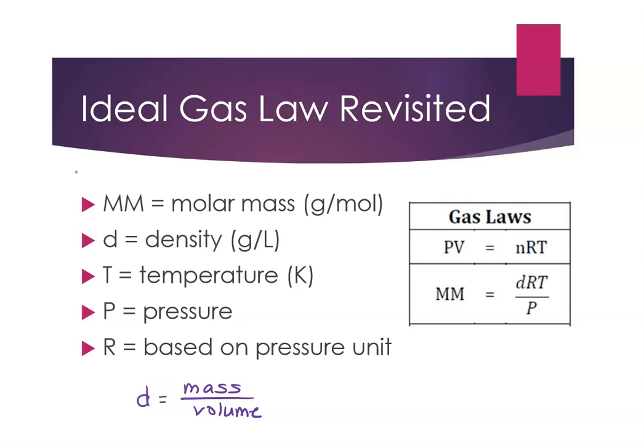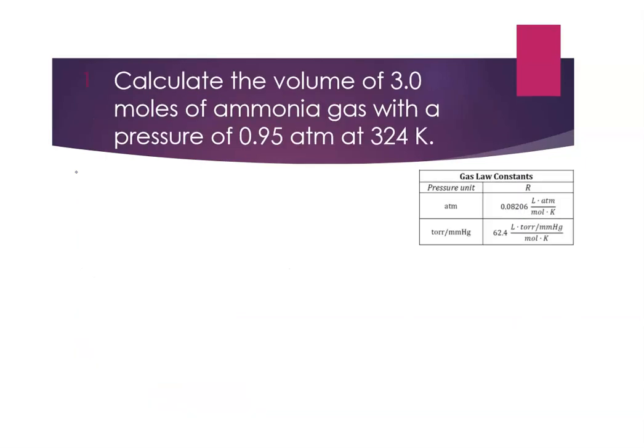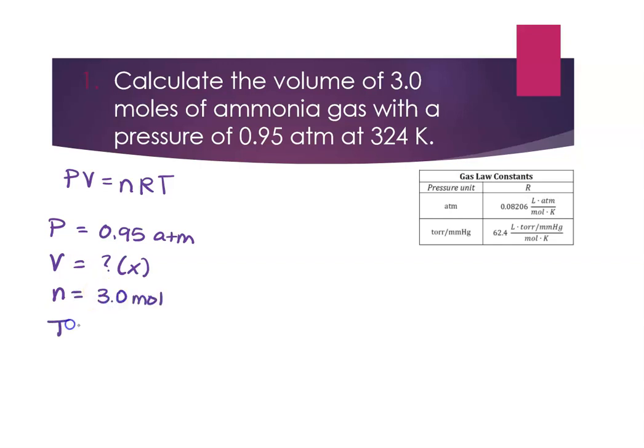Okay, so let's do some problem solving. This says: find the volume of 3 moles of ammonia gas with a pressure of 0.95 atm and 324 Kelvin. All right, so there's not really anything involving molar mass or density, so I'm just going to use my Pivnert equation. My P value is 0.95 atm. V is what I'm solving for, so this is going to be my variable x. n is 3 moles, and T is 324 Kelvin.